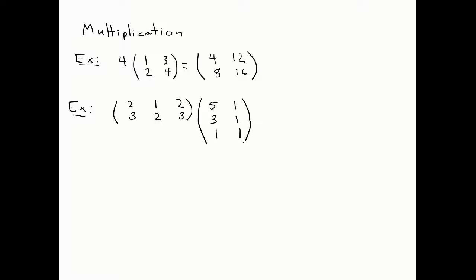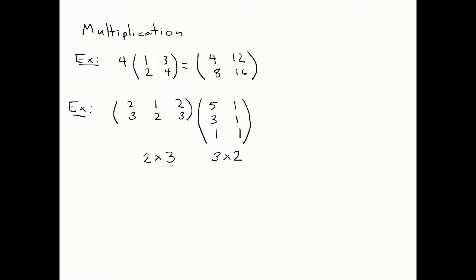So the first thing you have to check when you do matrix multiplication is you have to make sure that the sizes of the matrices are going to work out. So when you're adding, they have to be the same size. That is not the case when you're multiplying matrices. Let's write out the sizes of these matrices to see what the rules are. So this one's a 2 by 3 matrix. And this one's a 3 by 2 matrix.